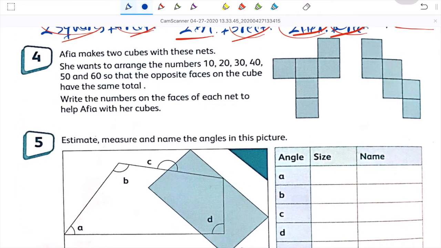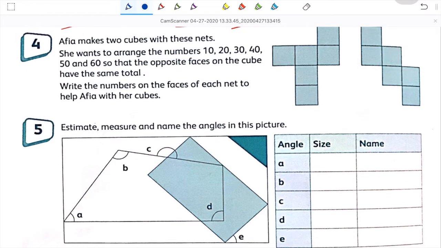Afia makes 2 cubes with these nets. She wants to arrange the numbers 10, 20, 30, 40, 50, and 60 so that the opposite faces on the cube have the same total. Write the numbers on the face of each net to help Afia with her cubes. Okay, so naturally, in order to start, I will start by writing down the numbers.